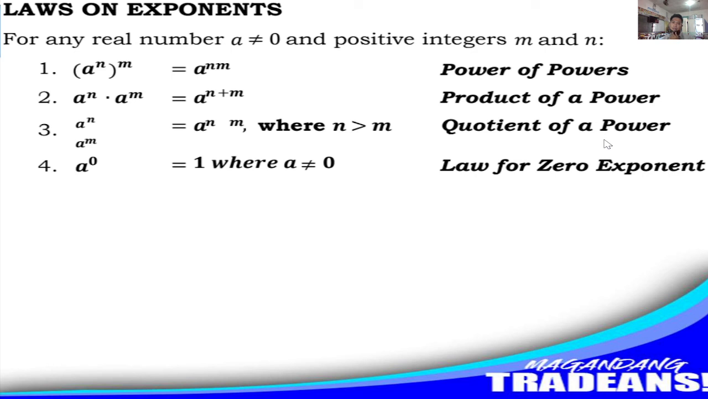Okay, next, let's proceed now to the summary of our lesson. For the summary of our lesson, power of a powers, yung number 1. Product of a power, ganyan po. And ito siya, quotient of a power, minus yan dito. Then a raised to 0, the law of zero exponent. Okay, let's proceed to the quiz.